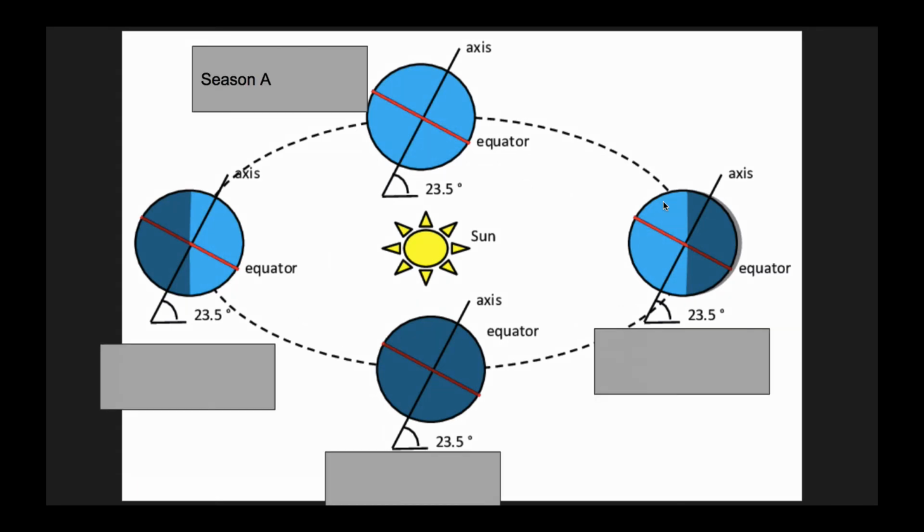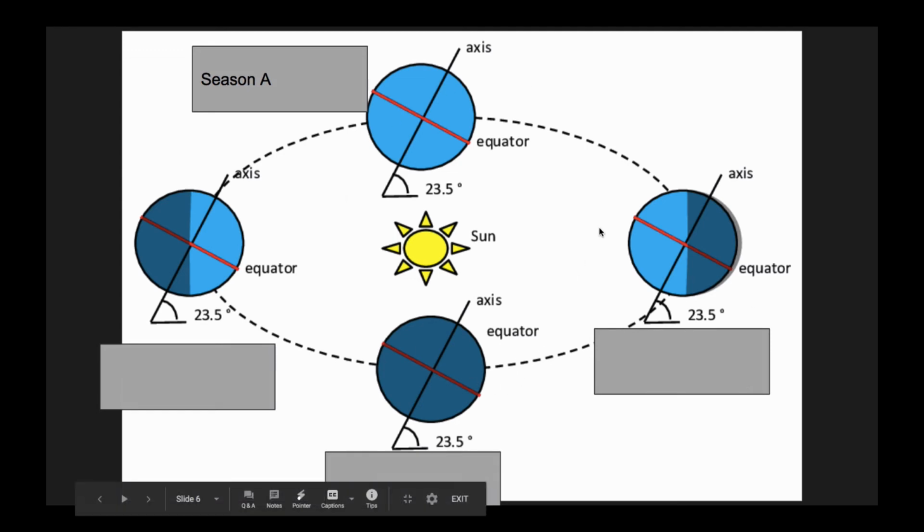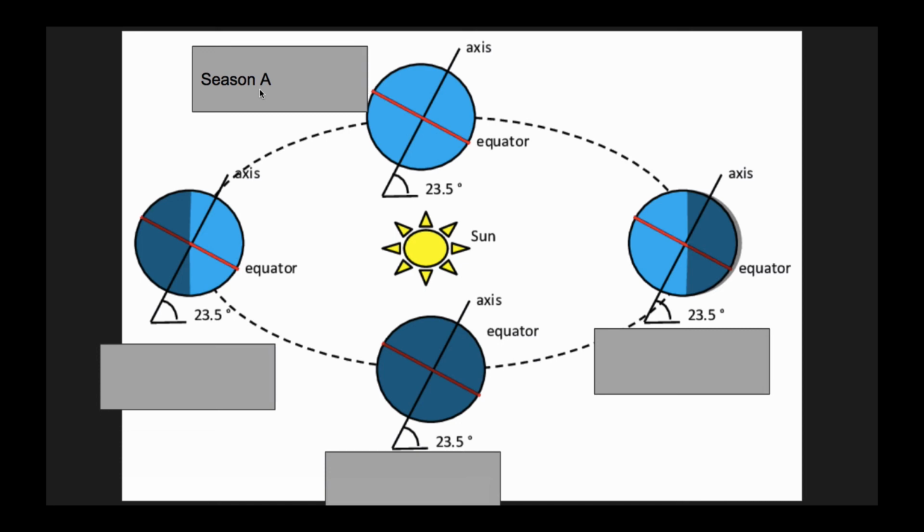So let's practice this exercise. I want you to imagine that you live in New York, and Earth is obviously always orbiting the sun. I want you to tell me what season is being experienced at position A. Did you answer fall? Then you guessed correct.